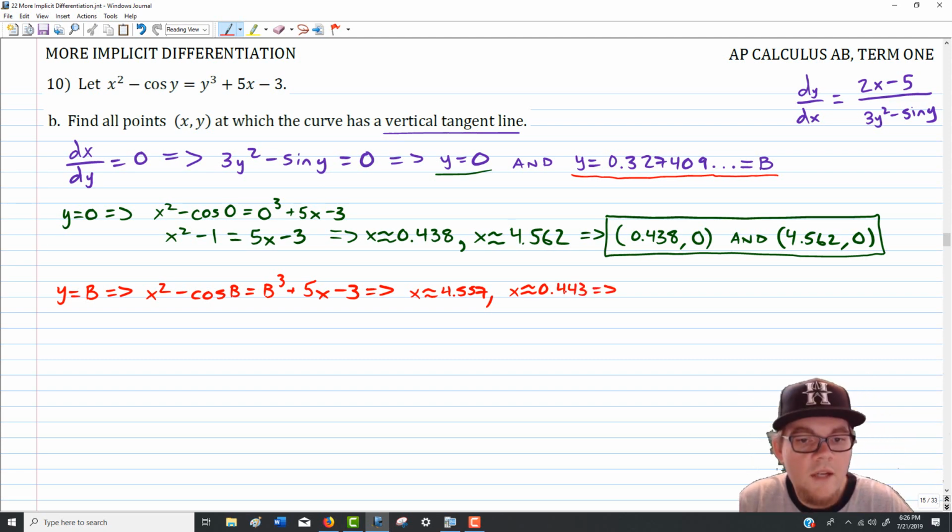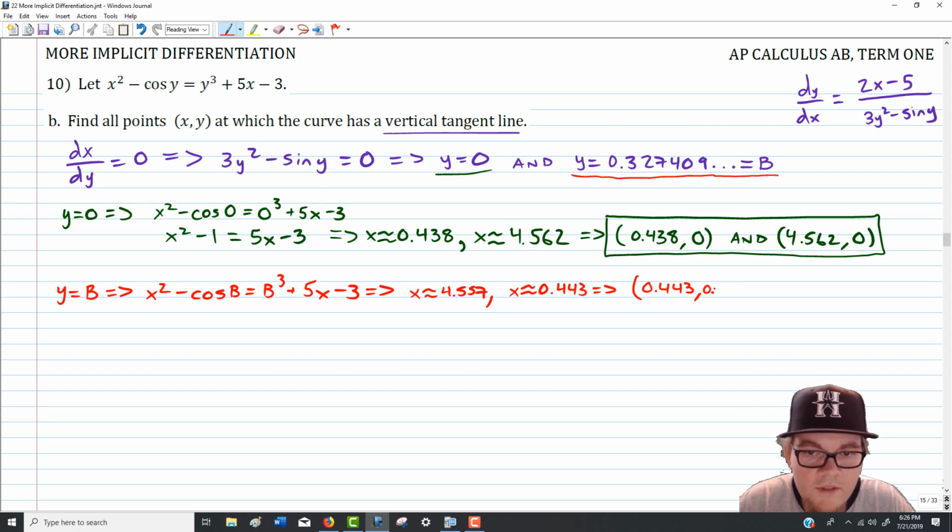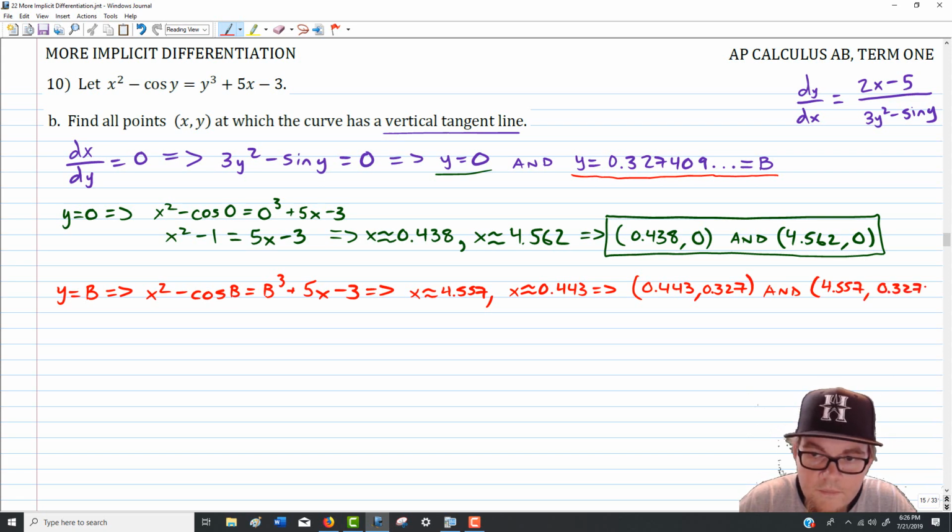So with those 2 x values found, we find our other 2 points where these actually occur. And this time we've got to go x comma y. So I'm going to go 0.443 comma our y value, which I'm going to go ahead and leave as a decimal to be consistent. We could actually put b in there. That'd be fine. And then our second one was 4.557 comma b. And so all that work was necessary.